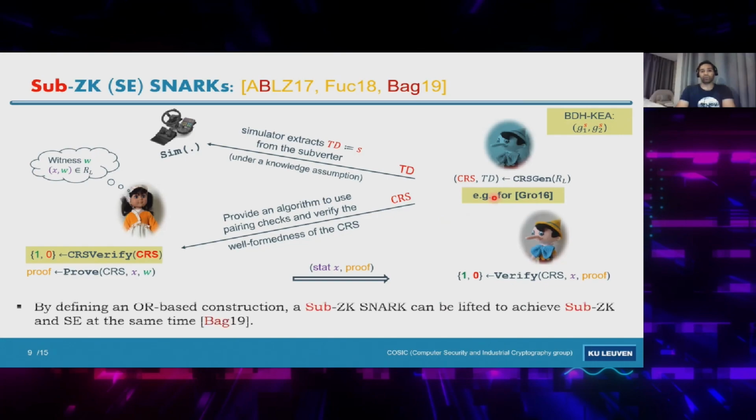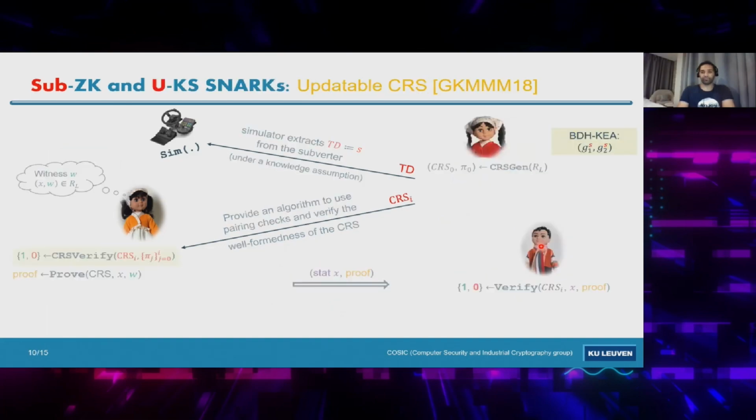In a follow-up work, I showed that given such SNARKs, we can define an OR language and extend this result to NISC arguments that can achieve subversion zero-knowledge and stronger notions such as simulation soundness or simulation extractability. But again, you see that the verifier still needs to trust the CRS generator, or he needs to generate the CRS himself if there is only one verifier.